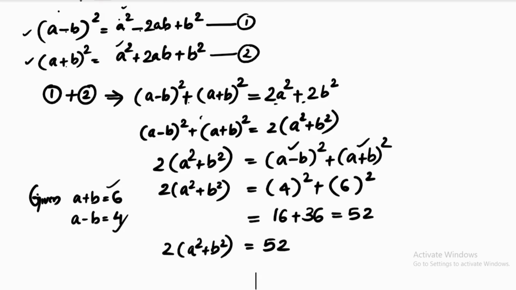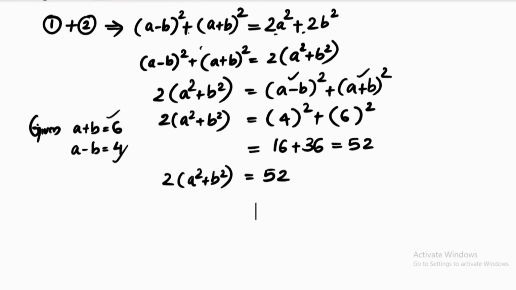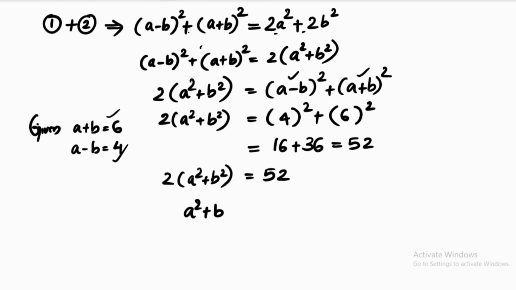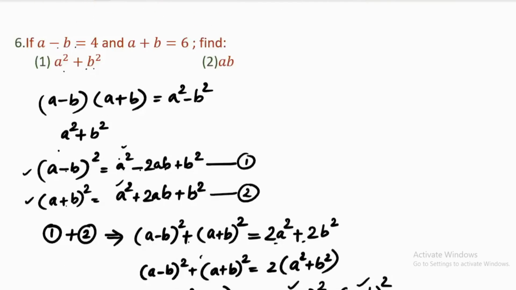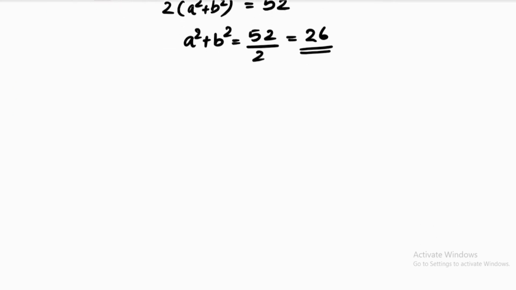So what is the value of a square plus b square? That is a square plus b square equal 52 by 2. That is 26. So this is the answer. We have got the value of a square plus b square as 26. Alright. Now we have to find ab. So the second question was to find ab, right?